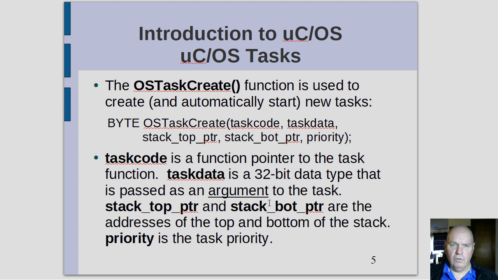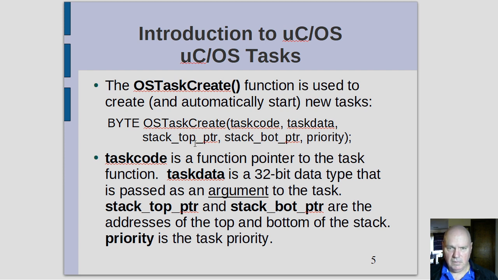Okay. Use the OS task create function to create, and that automatically starts the new task. So if you created a task here with a higher priority than user main, it would start immediately. So you want to be careful not to do that. Here the first argument is a function to your task code. You can pass a 32-bit data type as an argument to the task. We've done that with RTEMS, but often this will just be null or 0 if you don't need to pass an argument. And then you have to pass a pointer to the top of the stack.